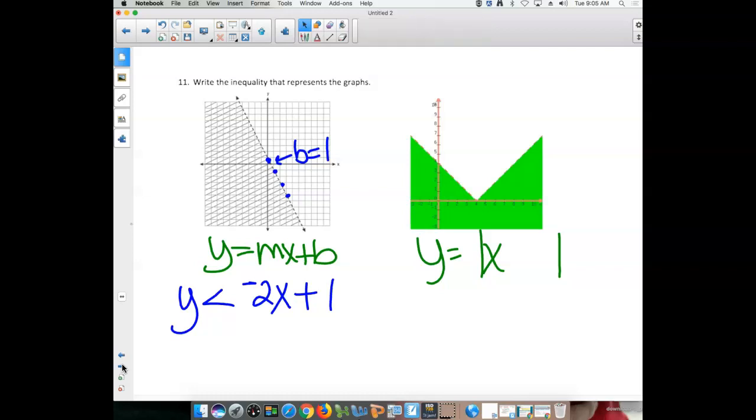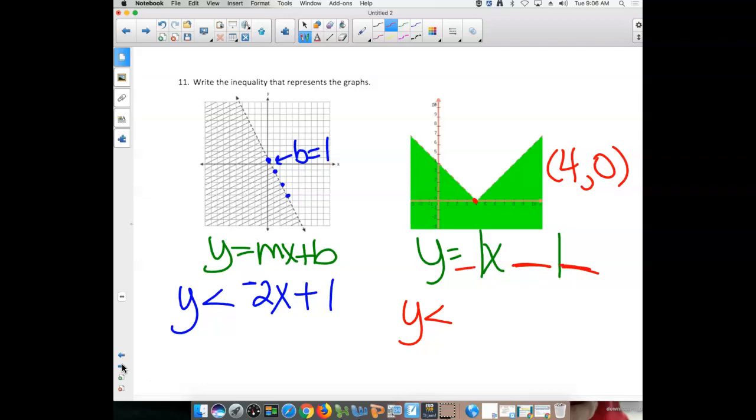All right, our next one, again, I'm going to look at my line and my shading. So I see I have dashed again, and I see again it's shaded below. So that means we have another less than. This time we need to talk about our vertex. So our vertex is there at 4, 0. So that tells us we've got to plug it into these two spots.